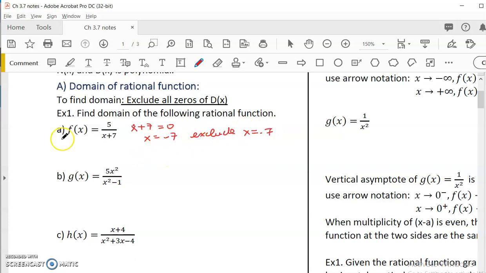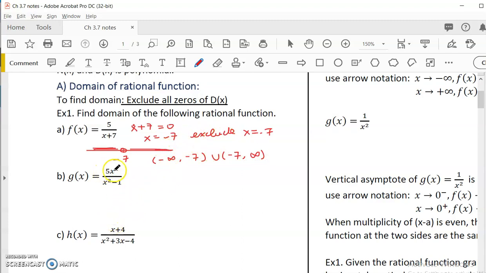So on a number line, you would draw negative 7 here, but you do not want it to be in the domain. All these other numbers, I'm fine. So in interval notation, it will be from negative infinity to negative 7, union from negative 7 to infinity, not including negative 7. That is how you exclude negative 7.